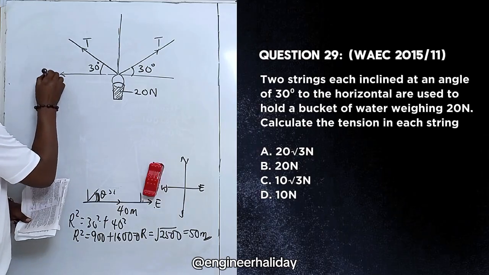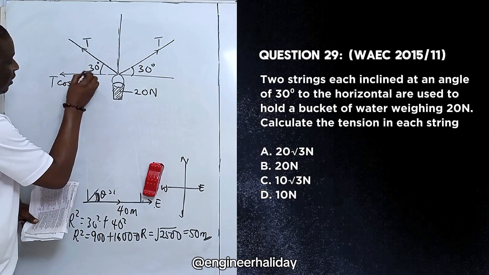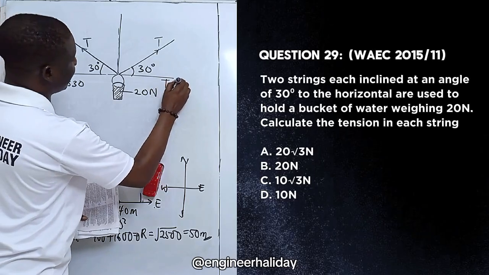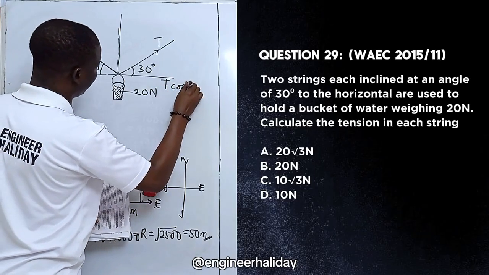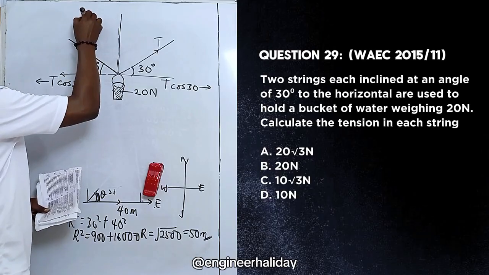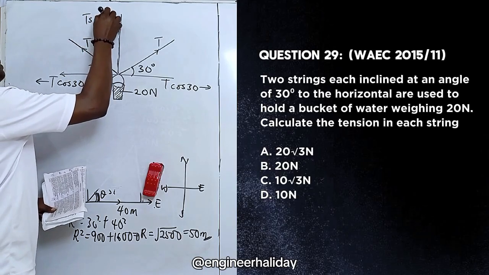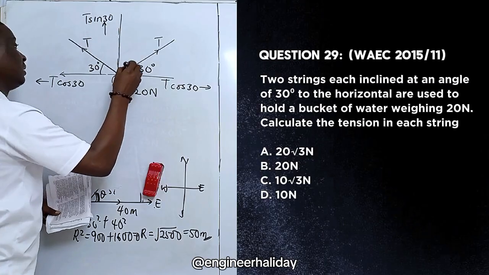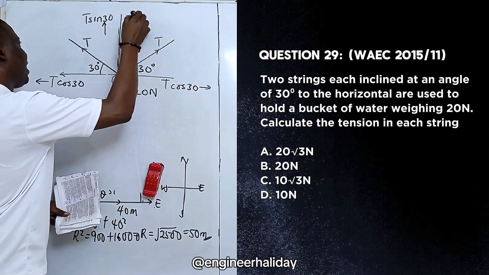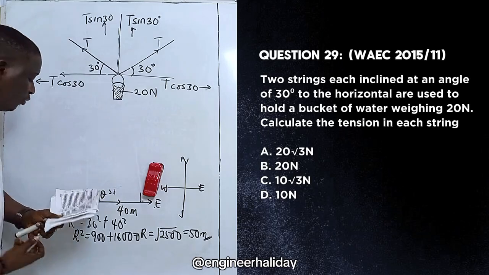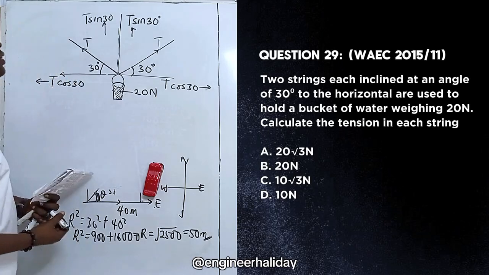If you resolve to the horizontal, I would have T cos 30 facing this direction. Then here we resolve T cos 30 also facing this direction. Then we resolve upward. We would have T sine 30. If you resolve this one to the vertical facing upward, there will be T sine 30 also facing upward.